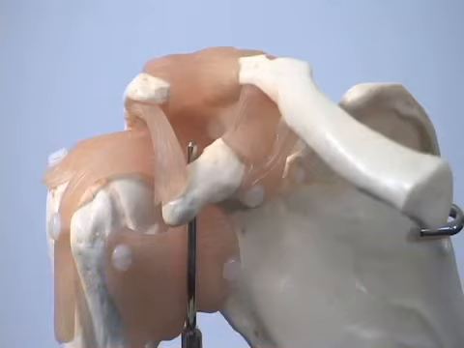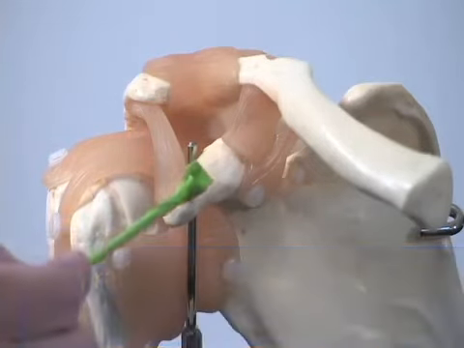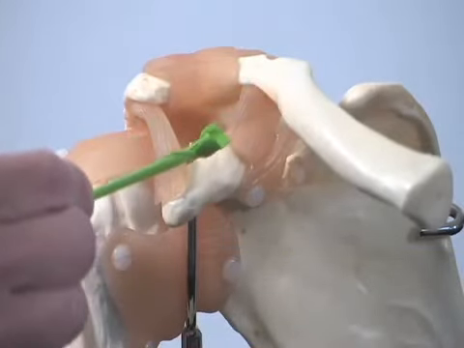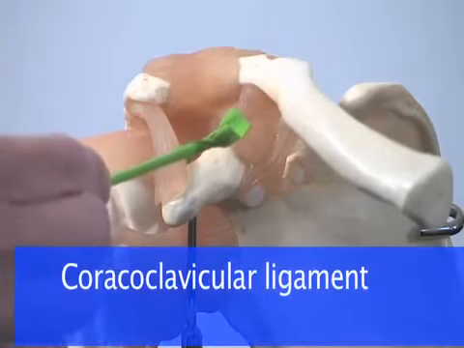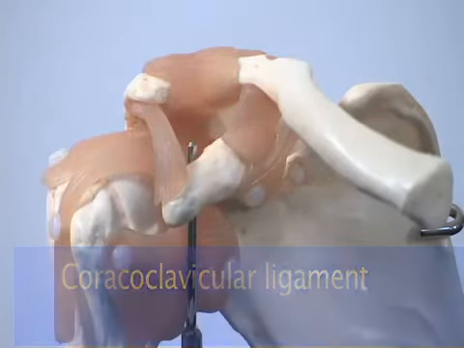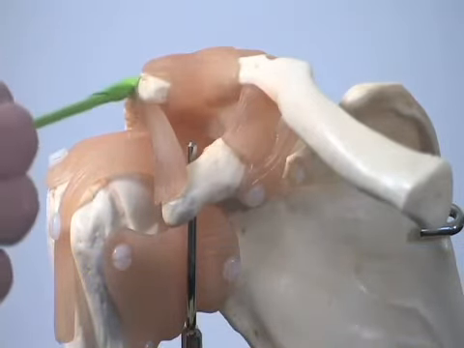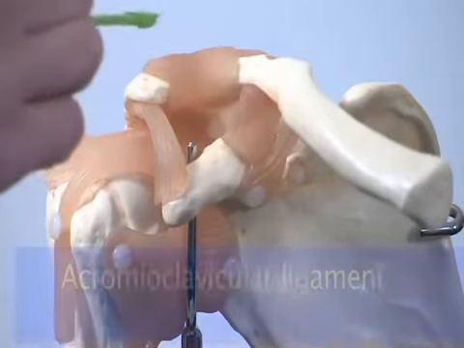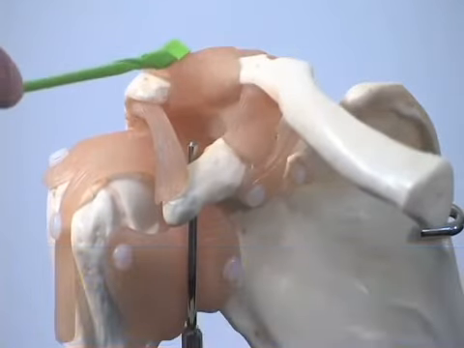The next ligament that you should see is the coracoclavicular ligament. Again, this is the coracoid process. This is the clavicle. So the ligament attaching the coracoid to the clavicle is the coracoclavicular ligament. And the last ligament is the acromioclavicular ligament. Again, this is the acromion. This is the clavicle. So this ligament attaching the two is the acromioclavicular ligament, otherwise known as the AC ligament.